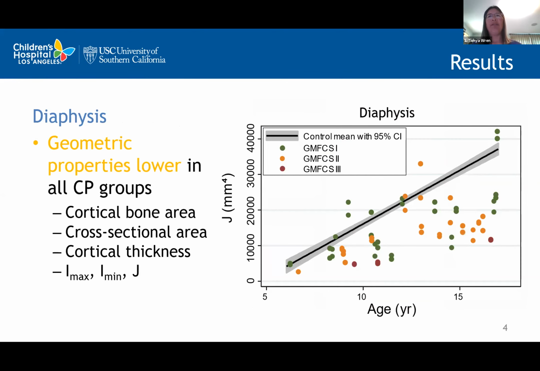These are the results for the diaphysis. The black line with the gray shaded region is the mean and the 95% confidence interval of controls. And you can see for this graph, for the polar moment of inertia, most of the points are below that line, meaning that the bone properties are lower than would be expected during typical development. And we found similar results for all of the geometric properties, where they were all lower in all of the CP groups compared with the controls. And this included cortical bone area, cross-sectional area, cortical thickness, and all of the moments of inertia.